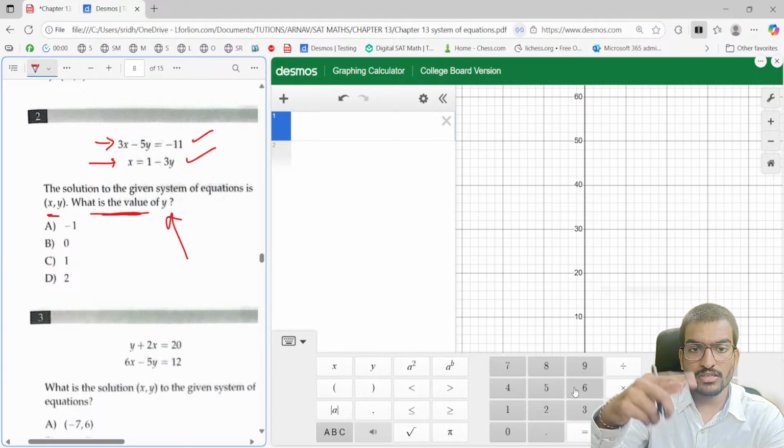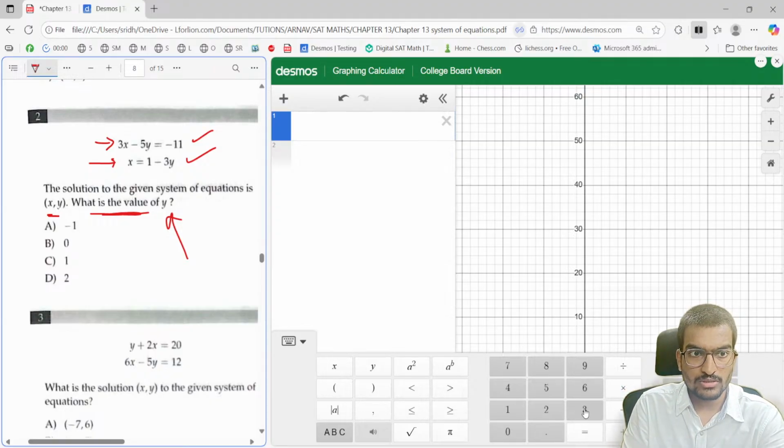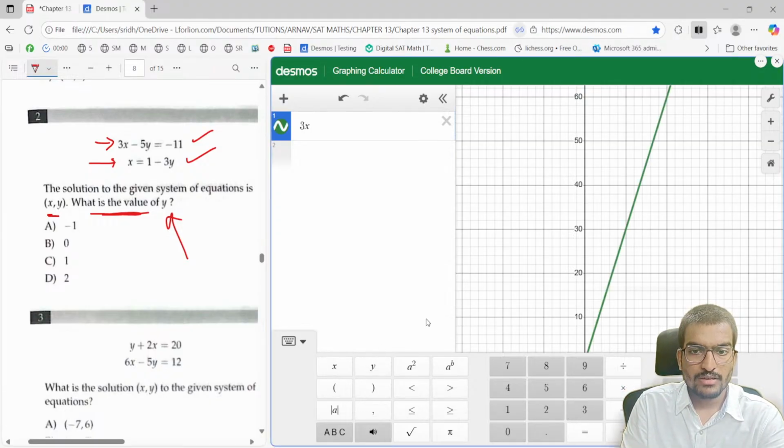Come on, take out your DESMOS and input these two equations. If you're watching this as a video, not attending live, just pause the video and do it in your DESMOS and check later by speeding up the video. Is your answer matching with the answer I got?